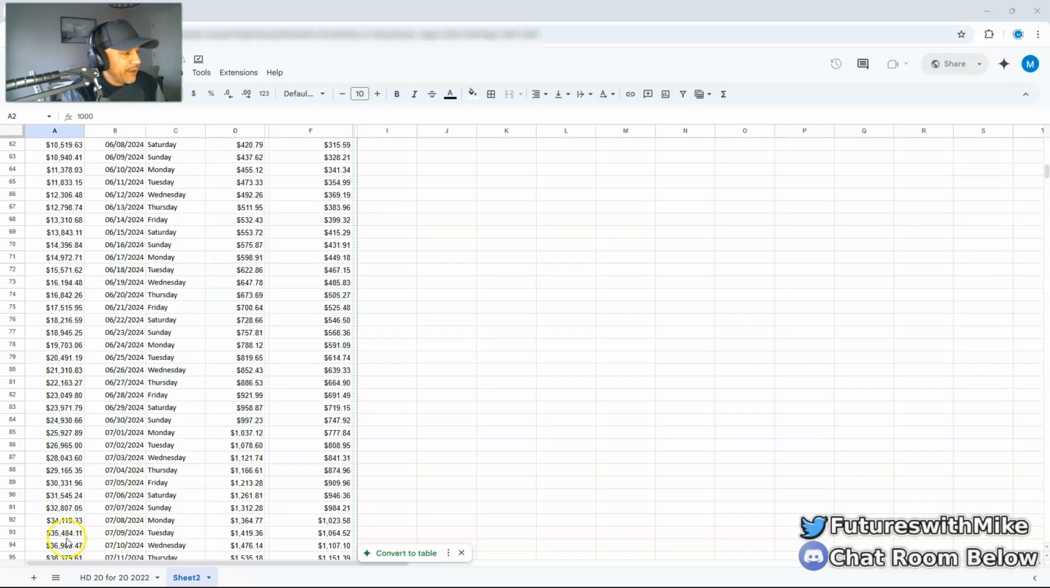July the 9th, we're down here now. We're at $10,940. Now we're down here in July, which is a month later, at $35,484. Again, at that day there, we're looking to make 4%. So we're looking to make $1,364.77, just on average, right?